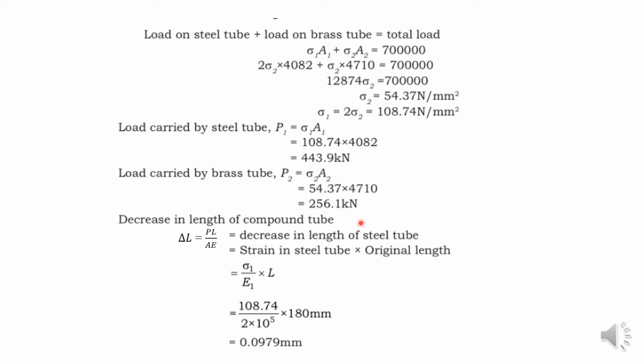Now we have to find the decrease in length of the compound tube. That is, the deformation delta L is equal to PL divided by AE, or we can also write it as sigma 1 by E1 into L. So that's equal to 108.74 divided by 2 into 10 raised to 5 into L. So you will get the value as 0.0979 mm. So that is the decrease in length of the compound tube.